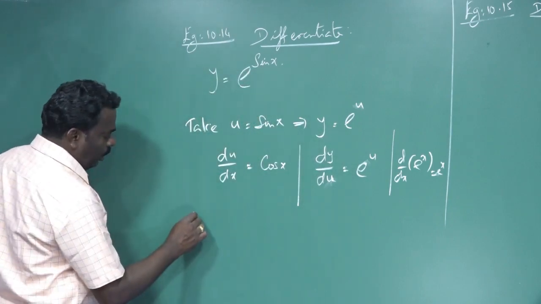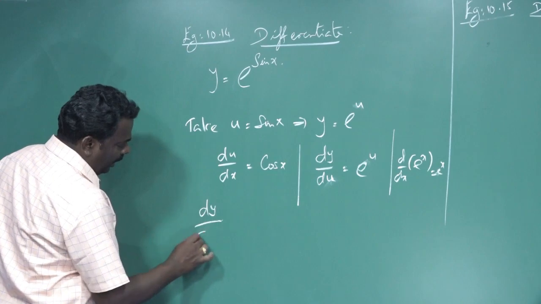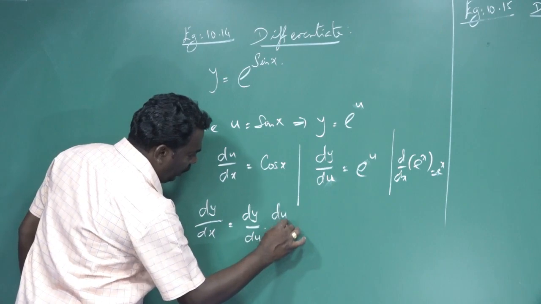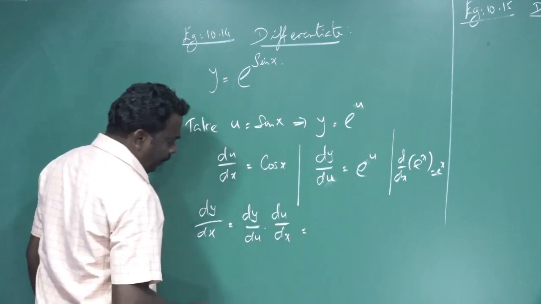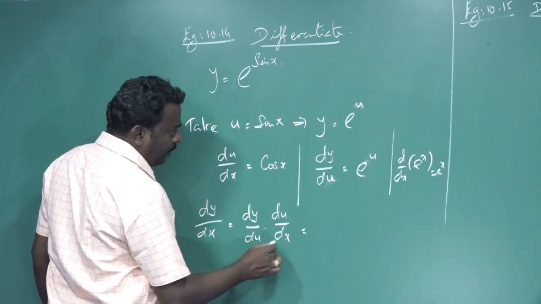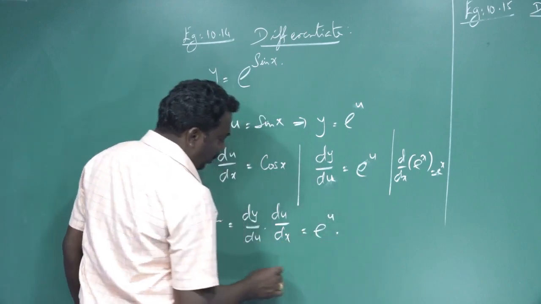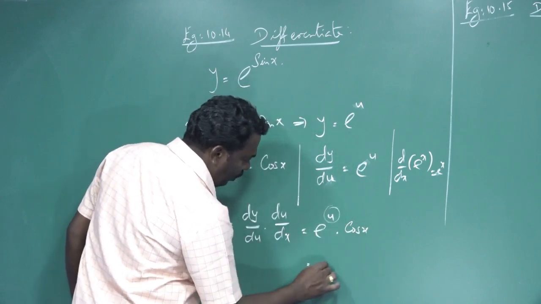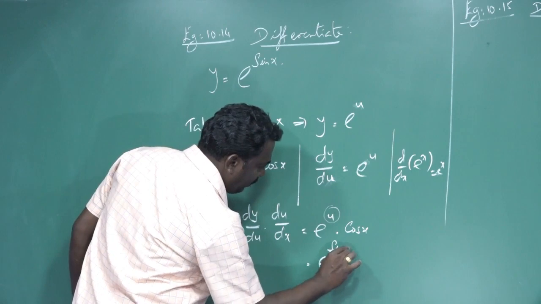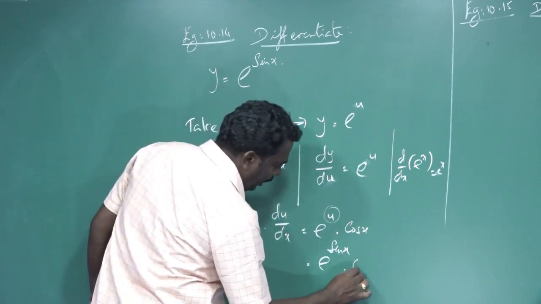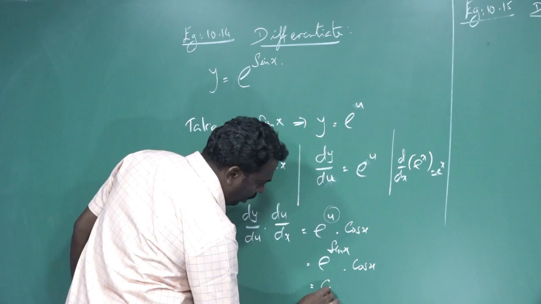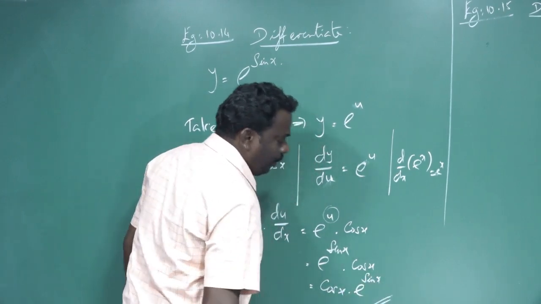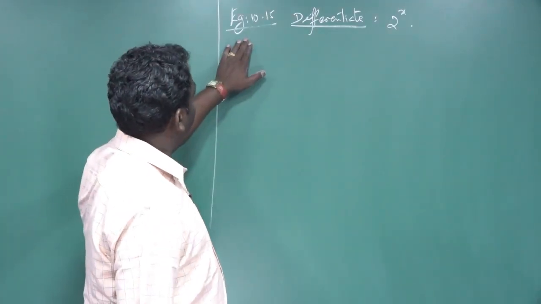Now applying the chain rule, dy/dx is equal to dy/du into du/dx, that is equal to e^u into cos x. Now just replace the u value: u equals sin x, so e^(sin x) into cos x. We can rewrite as cos x into e^(sin x), that's finally its derivative. Come to the next, 10.15.